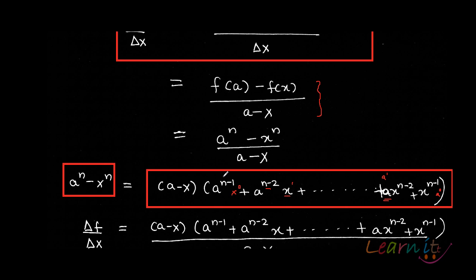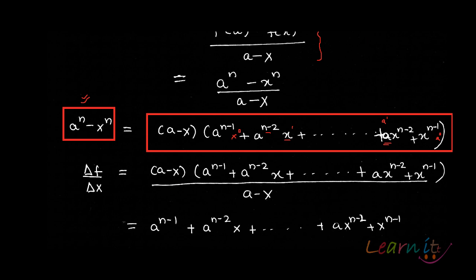Now why do I have n minus 1 here? That's because I have taken out a minus x. So when I multiply this complete expression with a minus x, that will essentially give me a to the power n minus x to the power n. Now using this expansion, let me look at my difference quotient. My difference quotient now becomes del f upon del x, which equals as follows.